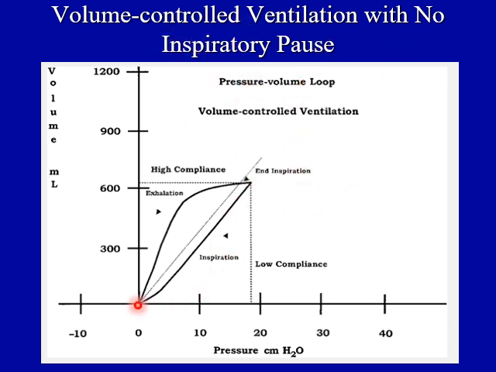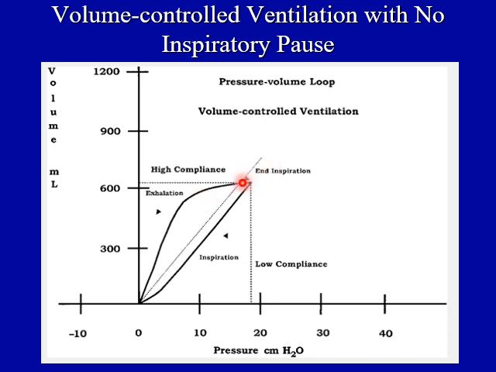So this is volume control ventilation with no inspiratory pause. See here, this is the inspiratory part of the loop, followed by expiration. Because of the presence of the endotracheal tube, there is some amount of resistance in the beginning of expiration, followed by a decrease in volume with a decrease in pressure. This initial resistance is because of the endotracheal tube.